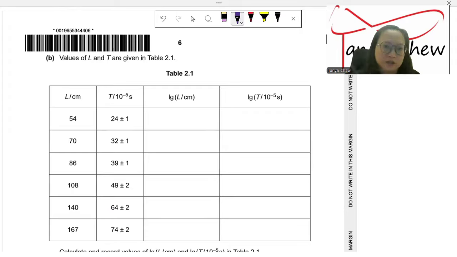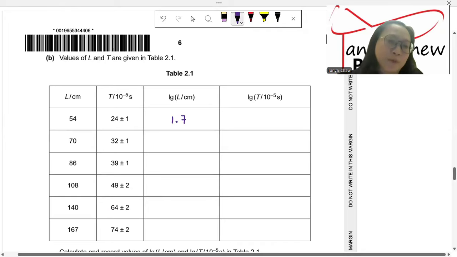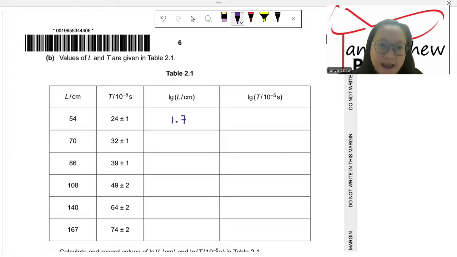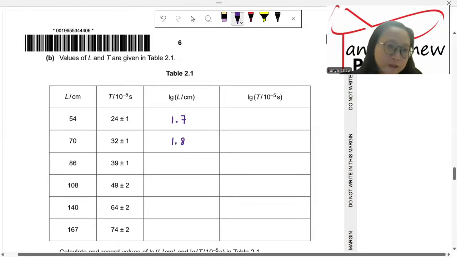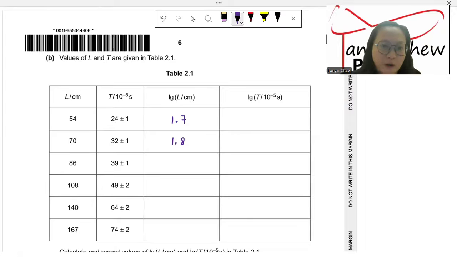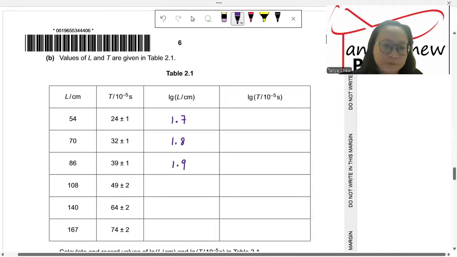Since it is a calculated value, I'm still using the AS method. Calculated value must follow the significant figures of its raw data. Raw data is the data that you use to calculate. The first L value has 2 significant figures, so my log L I would put 2 significant figures, which is 1.7. The next one, L is 70 cm, 2 significant figures. That is why log L would take 2 significant figures as well, which is 1.8. Third, L is 86, which is 2 significant figures. Therefore, log L would take 2 significant figures, which is 1.9.